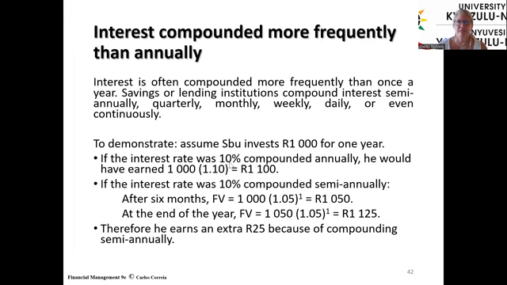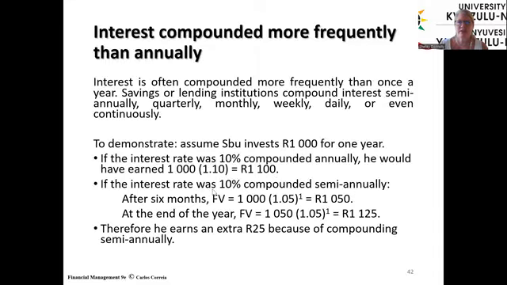Now, if the interest rate was 10% compounded annually, and you assume that if nothing is said about compounding, it is annual, he would earn by the end of year 1, 1,000, his original PV investment, times 1 plus the 10%, he'd have earned 1,100 Rand.